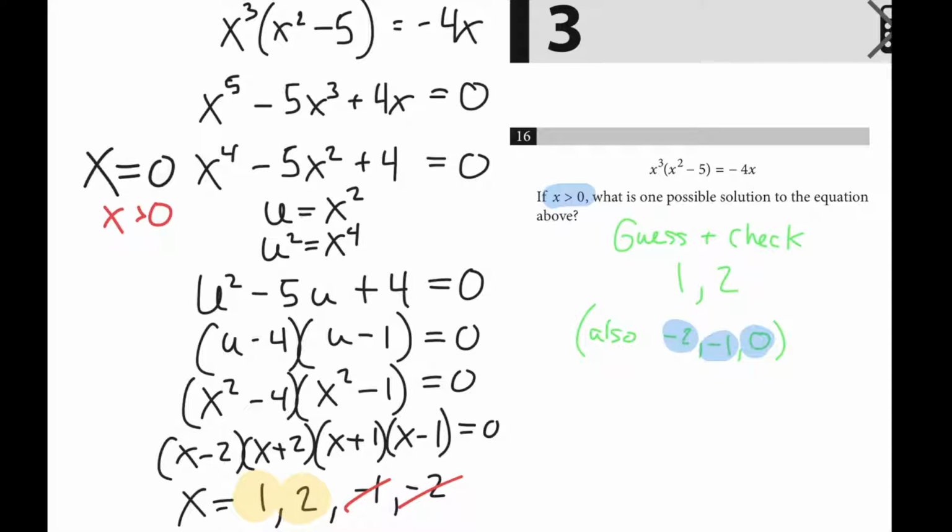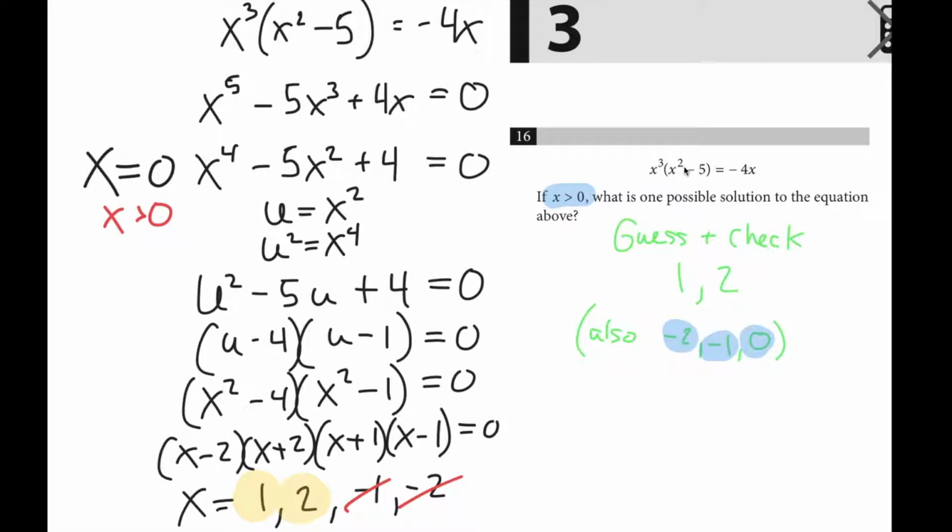Number 16 is just straight up solving an equation, and it's a pretty complicated equation. I will start off by just saying you could guess and check if you really need to. If you're at that point, you can see just visually, oh wait a minute, 0 works.